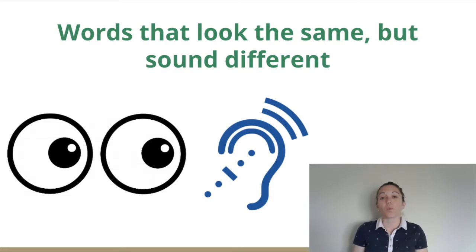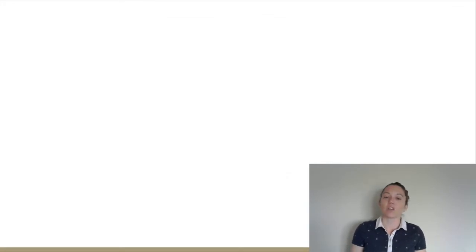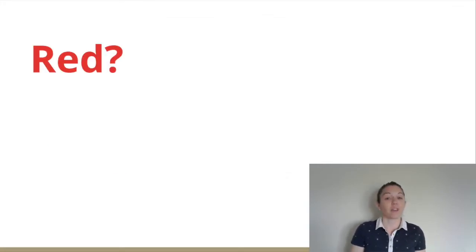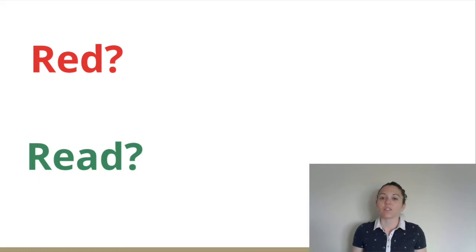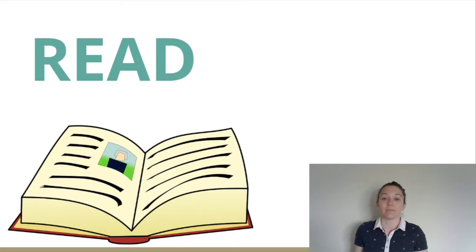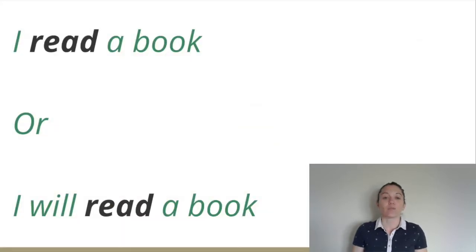For example, the word red. When I just said it aloud, you do not know if I'm talking about the color red or that I have read a book. Therefore, the students will also not know. Let's say I meant the word read, as in R-E-A-D. But instead of saying it, I wrote it down. Now, the students have to decide, do I mean read, like I read a book in past tense, or read, as in I will read a book.